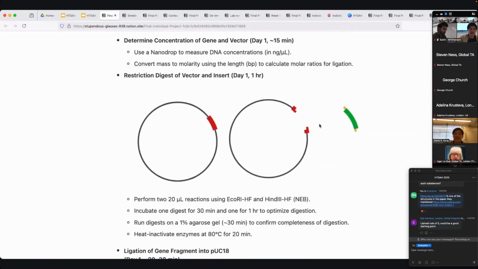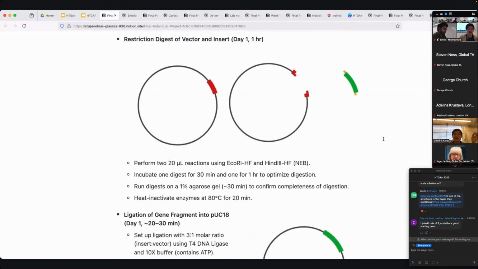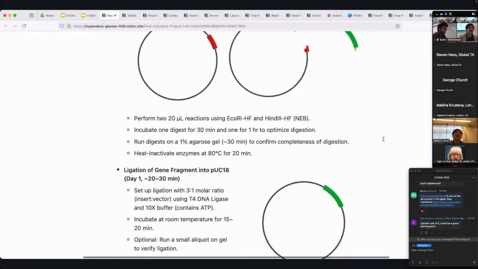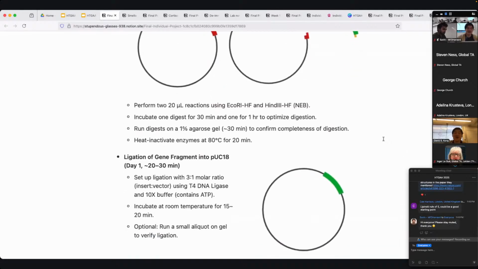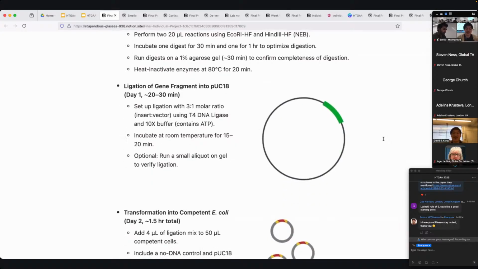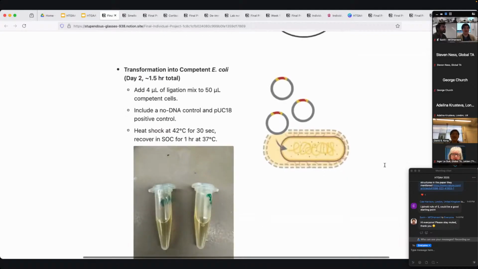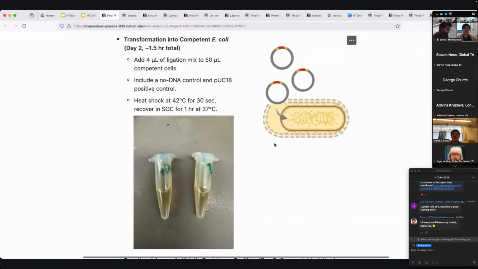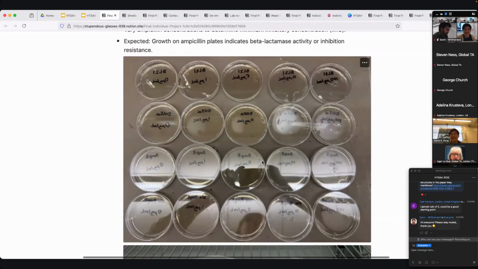So we resuspended the gene fragment. We determined the concentration of the gene in the vector. We restriction digested it using EcoRI and HindIII. We only have 0.02 nanograms of our pUC18 plasmid, anywhere from there to 0.1 nanograms. So the gels aren't going to look great, but we ligated that into a plasmid. We transformed it into E. coli, into DH5 and BL21, and then we plated everything.